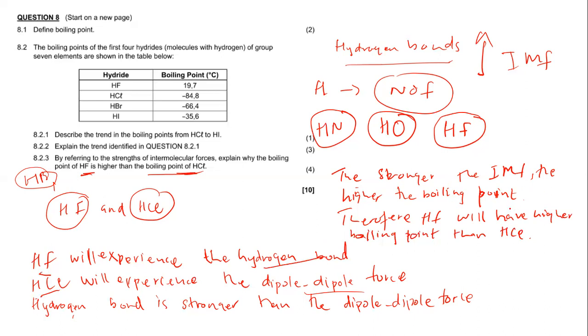So we know that the stronger the intermolecular force, the higher the boiling point. We said it again, that hydrogen bond is stronger than the dipole force. Now we are saying the stronger the intermolecular force, in this case the hydrogen bond, the higher the boiling point. Therefore, the one that has the stronger intermolecular force, which is the hydrogen bond, which is HF in this case, will have a higher boiling point than HCl. That means, therefore, HF will have a higher boiling point than HCl. And then we are done answering this question.